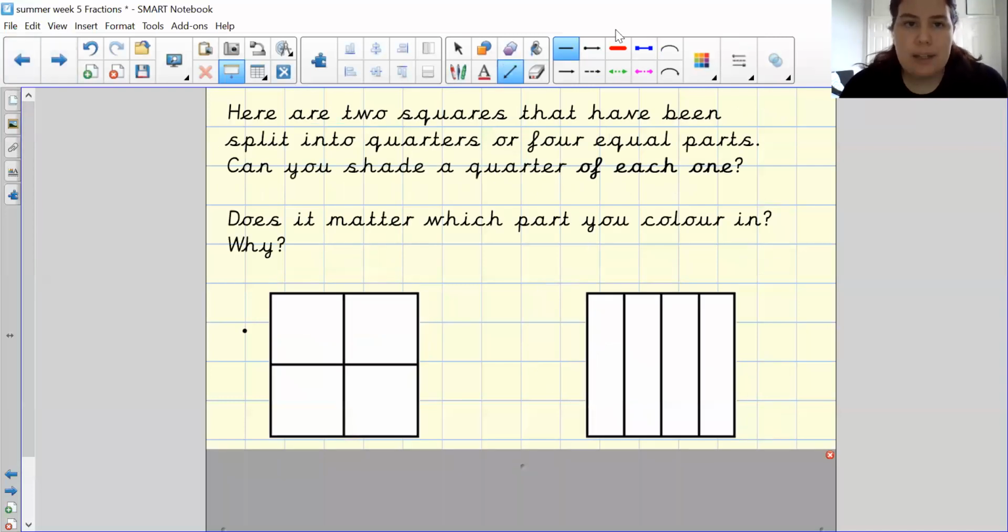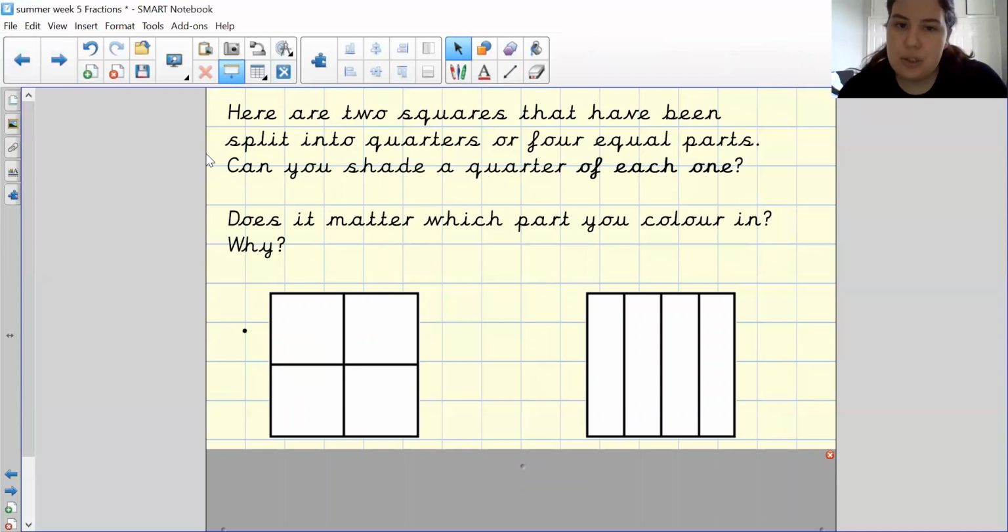So let's look at the second one here. Here are 2 squares that have been split into quarters, or 4 equal parts. Can you shade a quarter of each one? The next bit says, does it matter which part you colour in? Why? So I would like you now to try and solve that question for me, please. So I want you to colour 1/4.